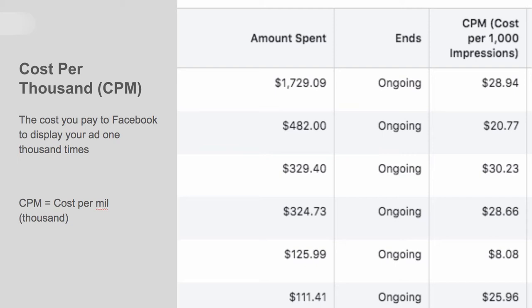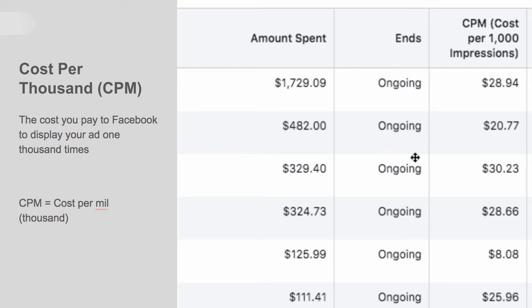So the next metric is cost per 1,000 impressions. This is abbreviated CPM. That means cost per mil. And what that means is cost per 1,000 times that your advertisement is shown to an audience. So it's the price that you pay to Facebook to display your ad 1,000 times. Now you can see over here in the Facebook ads dashboard, on the right-hand side, you see CPM, cost per 1,000 impressions. Right there, it's going to tell you how expensive it is to advertise to the audience.